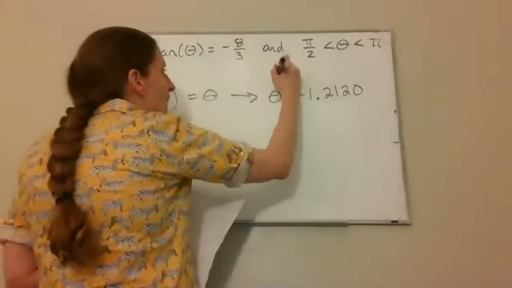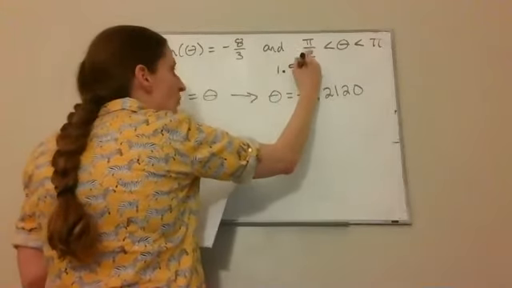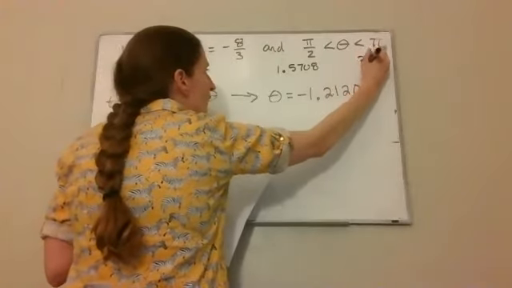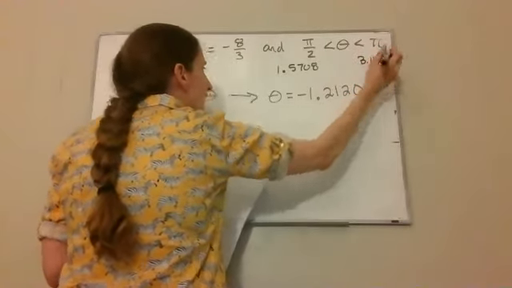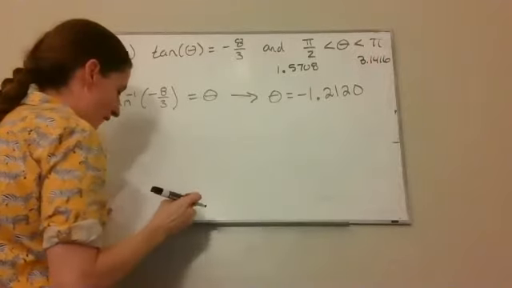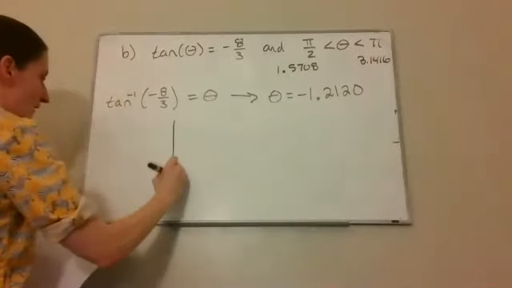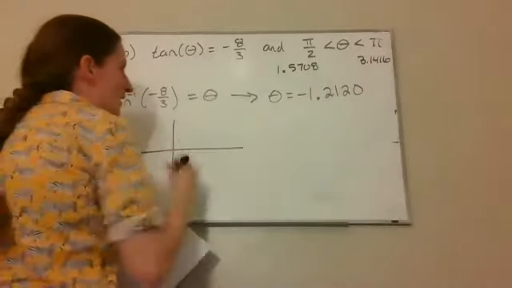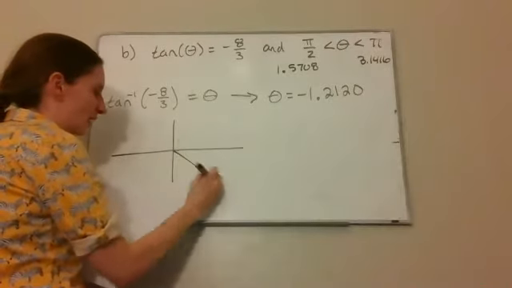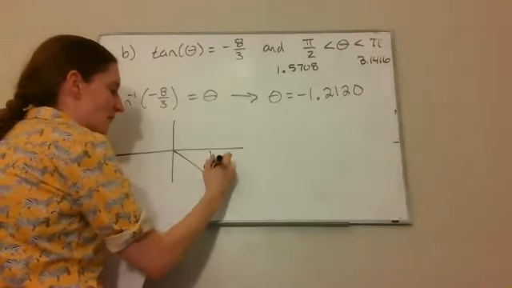For reference, this pi/2 is about 1.5708, and pi is 3.1416. And this does not fall in that range. It's a negative value for one thing. So let's take a look. -1.2120 radians is somewhere over here.